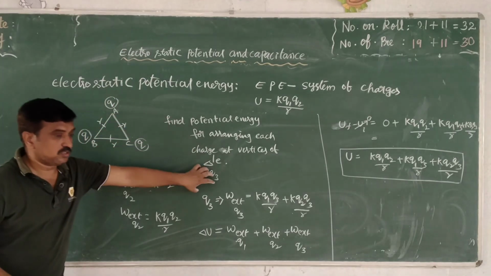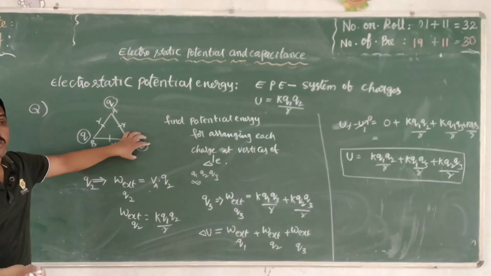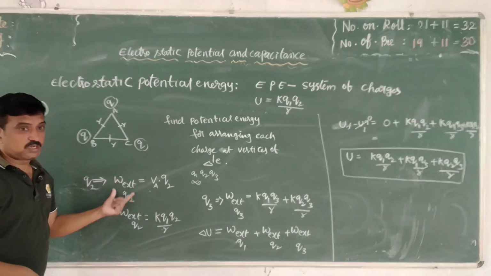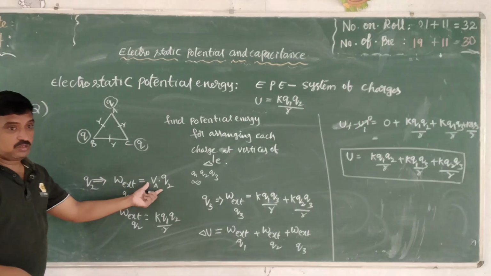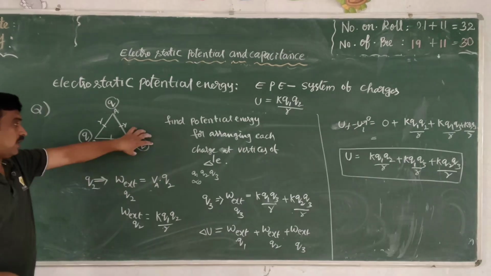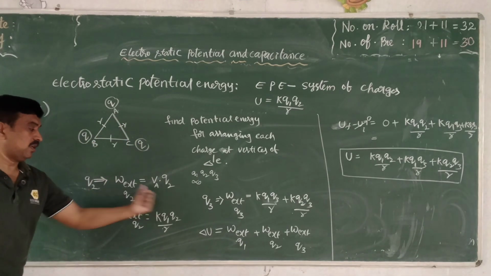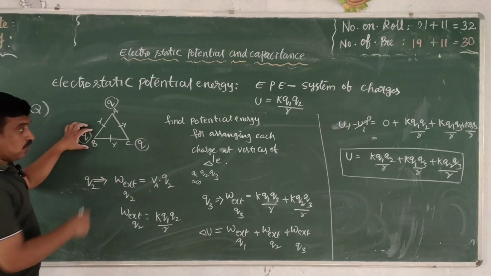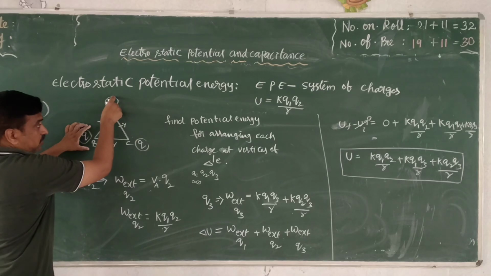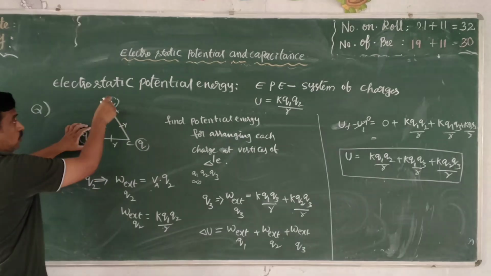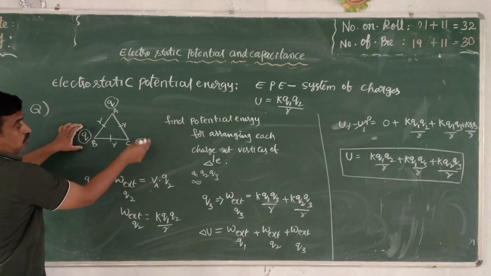So the Q2 charge we can arrange here. For that we have to do some work. So what is the work now? Actually, work done by external agent equals potential into charge. So arranging this, some potential is there, and that potential into this charge is what I write. For arranging this here, two potentials are there, so we have two work done.